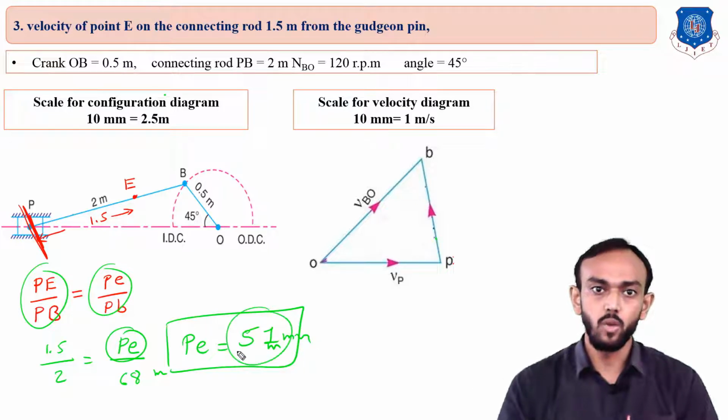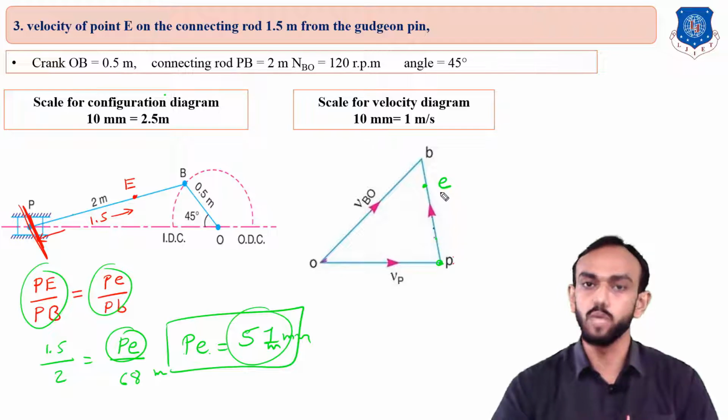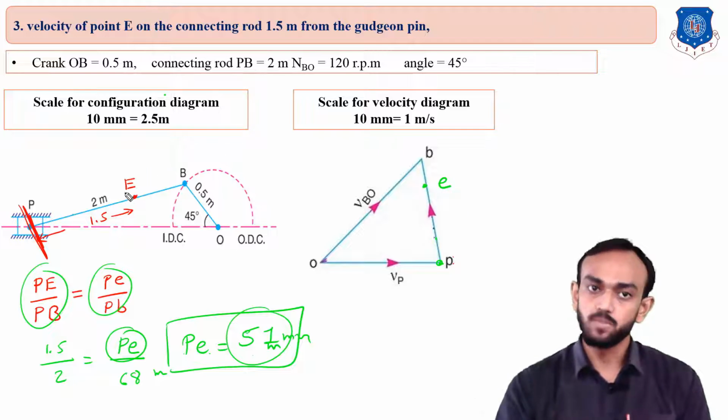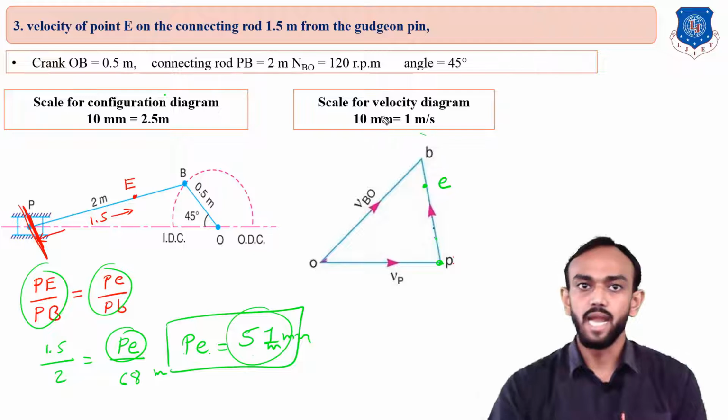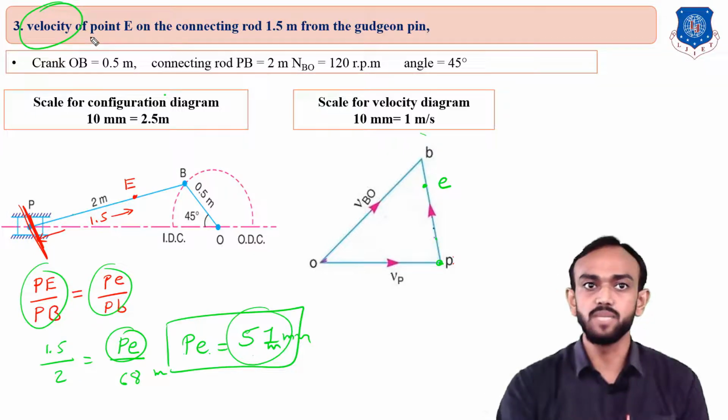So how will you locate this point E? The distance from P to E is 51. You measure this 51 here and put this value for E. So now, as you can see, you can locate this point in a velocity diagram using this space diagram.